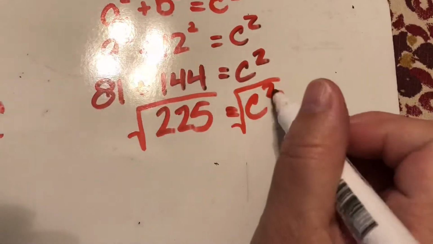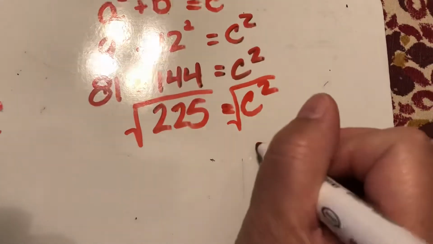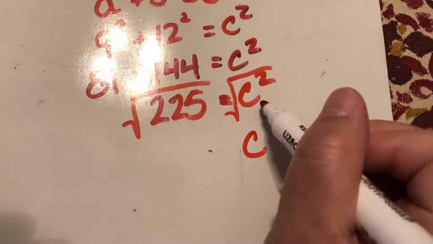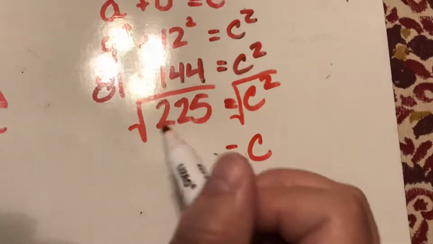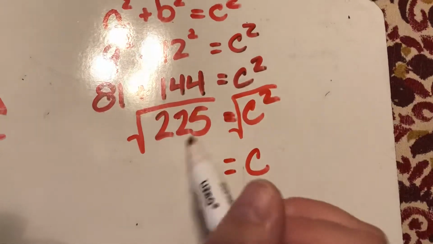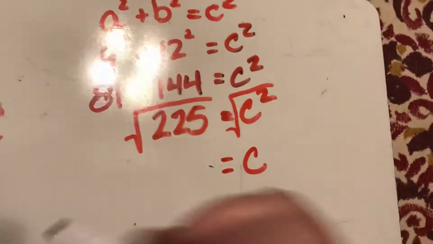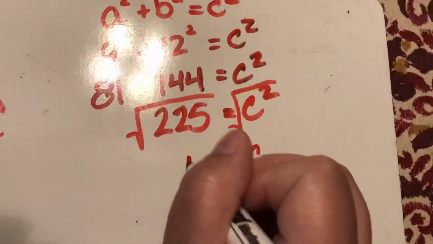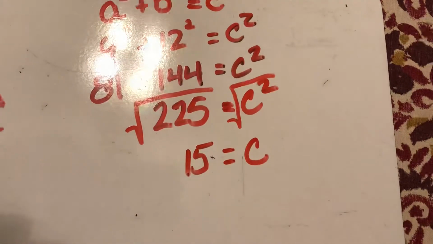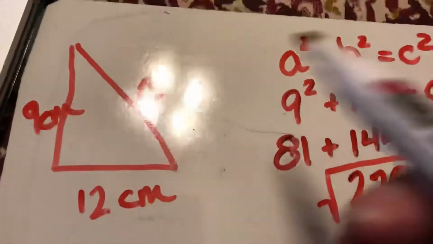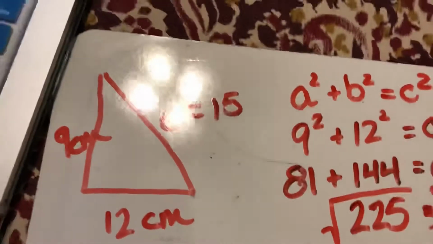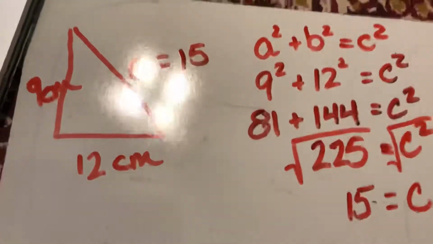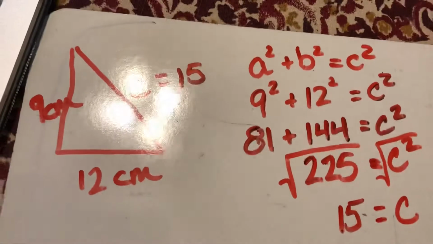The square root of c squared is c, because c times c equals c squared. And the square root of 225, well, we just did that in the problem before, so I know that is 15. So back to my triangle, I know c is 15. That side length, my hypotenuse, equals 15. And in this case, 15 centimeters.